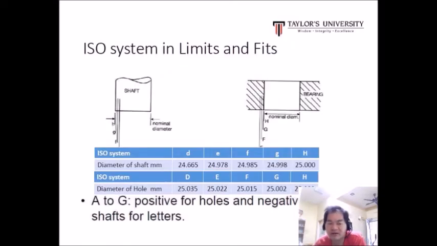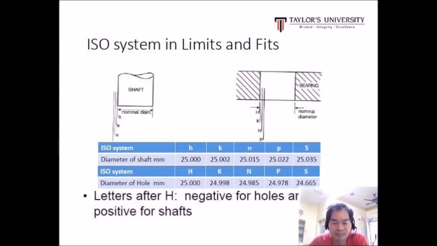Actually there is an ISO standard for limits and fits. There are symbols D, E, F, G, H. Capital letters A to G are positive for holes and negative for shafts. And the letters after H are negative for holes and positive for shafts.